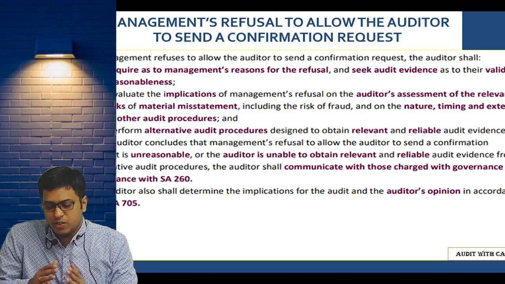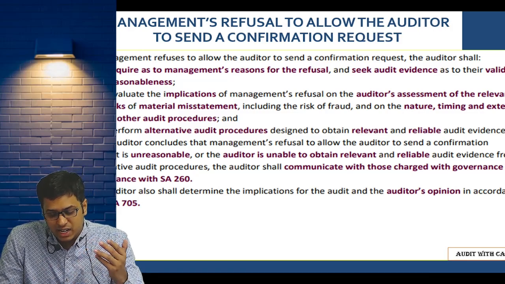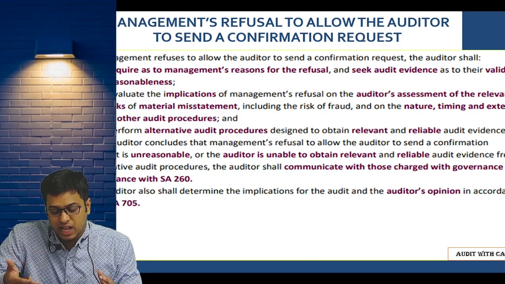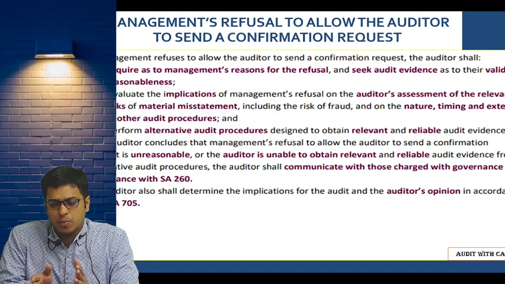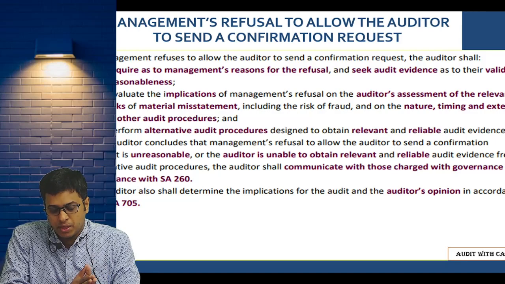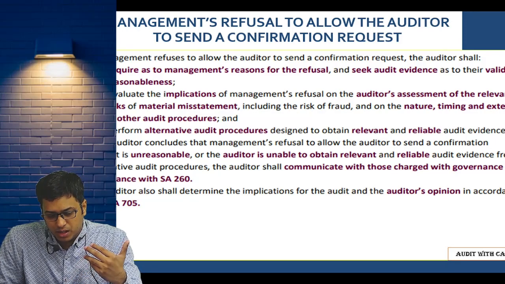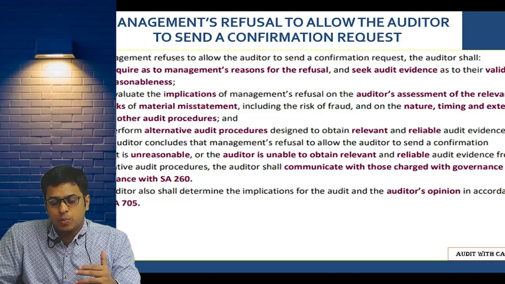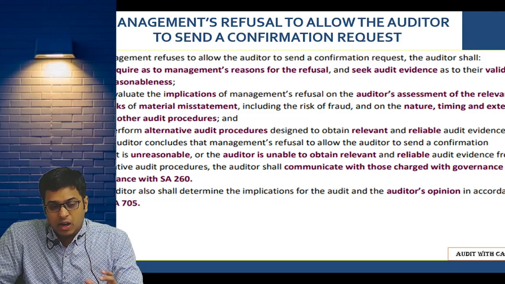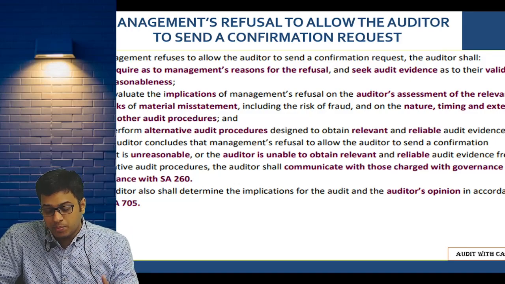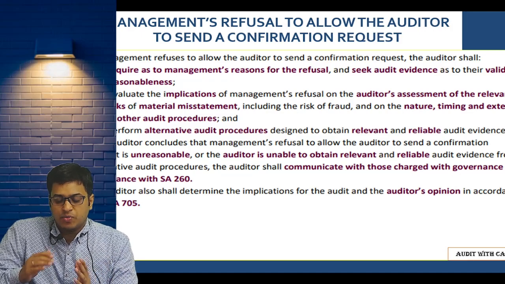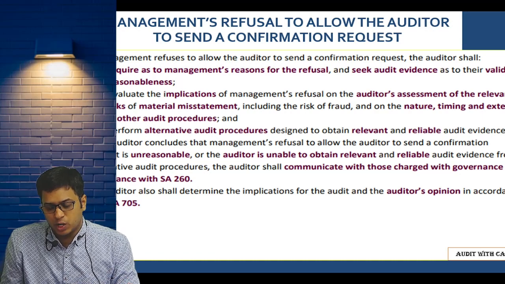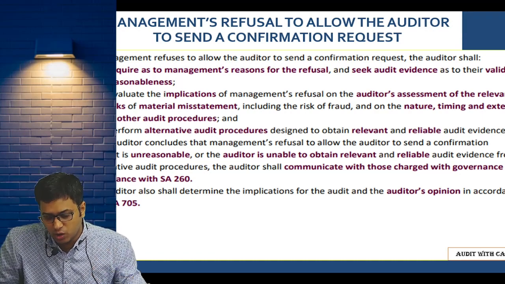Now, if the management refuses and if they are able to give a valid and reasonable reason here, then you will look at the effect that it has on your risk assessment and the audit procedures. Suppose अगर उसका implication यहाँ पे ज़्यादा है and because of which you are not able to reach the RA level, then you will prefer doing alternative audit procedures. अगर आप alternative audit procedures कर पाते हो तो well and good. अगर आप नहीं कर पाते हो then in that case you will prefer communicating with the TCWG, that is SA 260, and if they are also not responding to your favor then you will report as per 705.